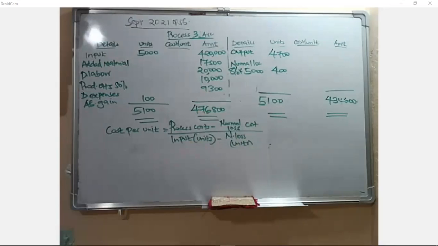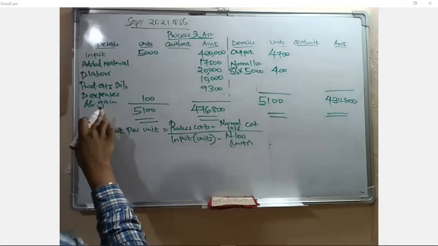Let me repeat again. 420 thousand plus 17,500 plus 20,000 plus 10,000, right? Plus 9,300. Yes, it should be 476,800. That is the total excluding the abnormal gain.